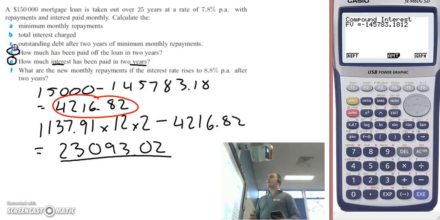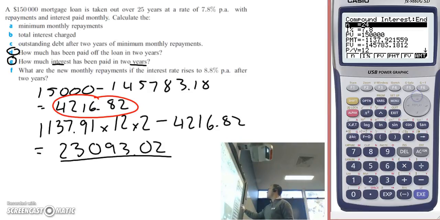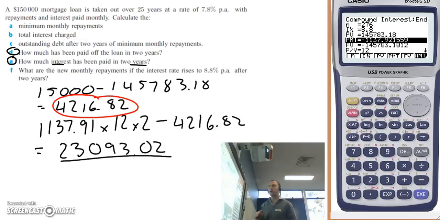Alright, what are the new monthly repayments if the interest rate rises to 8.8% after 2 years? Using the same numbers, after 2 years we still want to get the loan done in the time. So we've got 300 months, but it's 2 years less, so I'm taking off the 24 months. Interest rate has risen to 8.8%. At that time we had the $145,783.18, so reading from below, we know we still owe that much money.